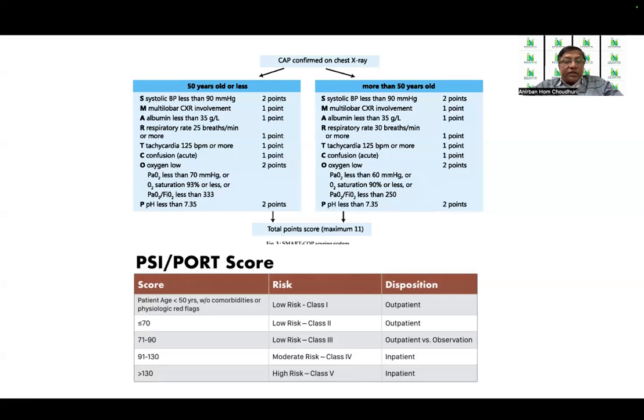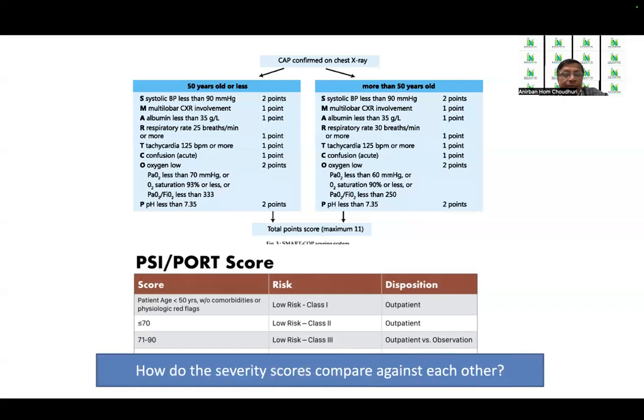If we look into this PSI, or the pneumonia severity index or the PORT score, there also they use compound variables in various forms, with patients age less than 50 with comorbidities or physiologic derangements, and classify the risk into low risk categories 1, 2, and 3, where 1 and 2 qualify for outpatient treatment. Low risk class 3, outpatient versus observation, depending upon the clinical judgment, whereas 4 and 5 are inpatients, 4 with moderate risk and 5 high risk.